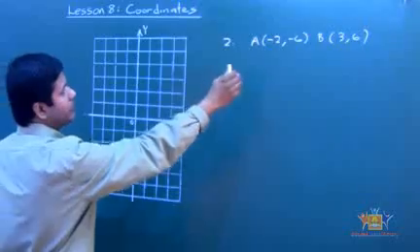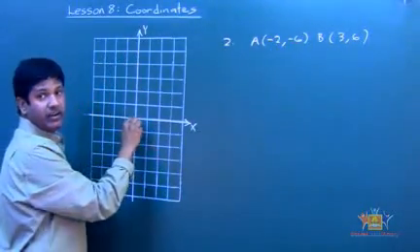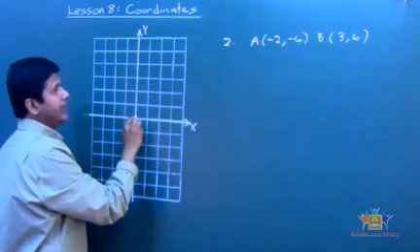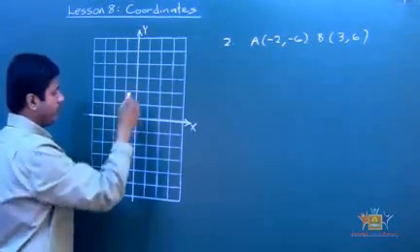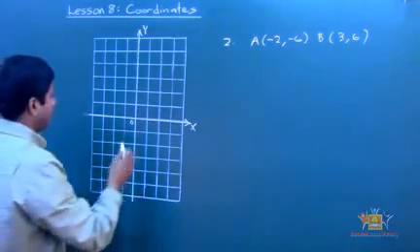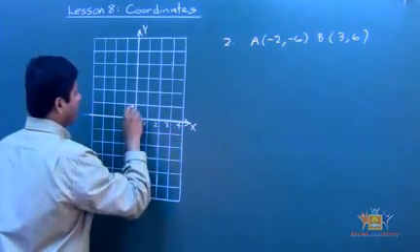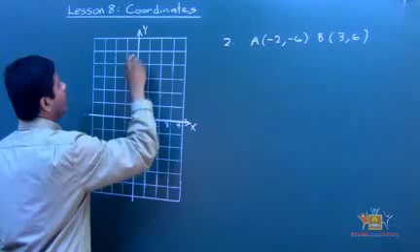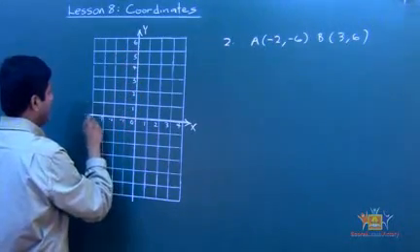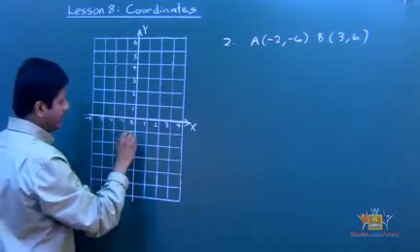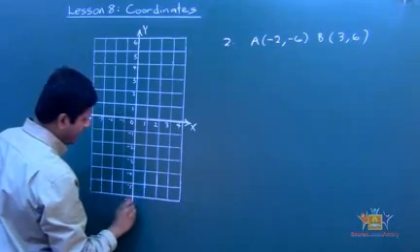Let's locate A first. Plot A: -2, -6. Start with 0 as our reference point, the origin, and then we're going to go to the left by 2. Before that we've got to scale the axes, they haven't been scaled. First we put 1, 2, 3, 4, and then 1, 2, 3, 4, 5, 6, and then this is going to be -1, -2, -3, -4. Then we're going to go down, -1, -2, -3, -4, -5, and -6.